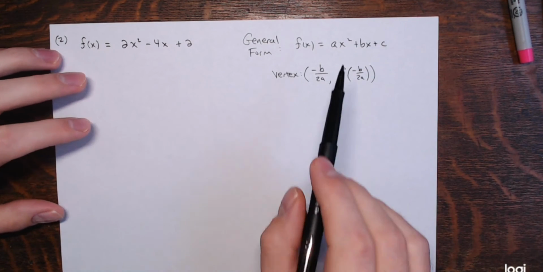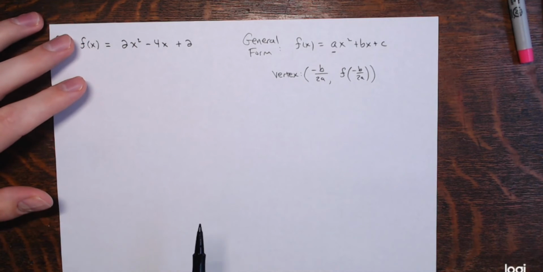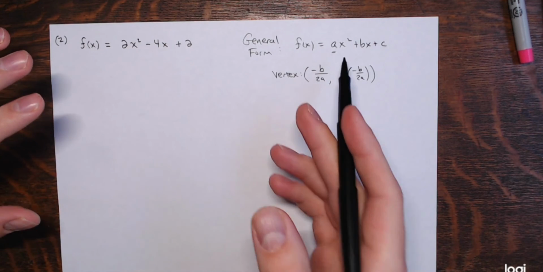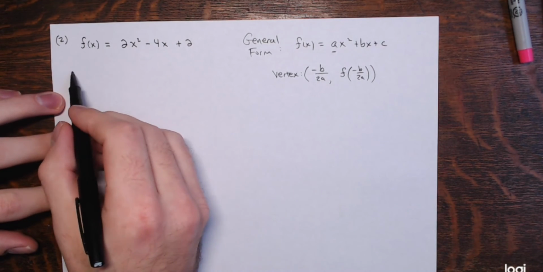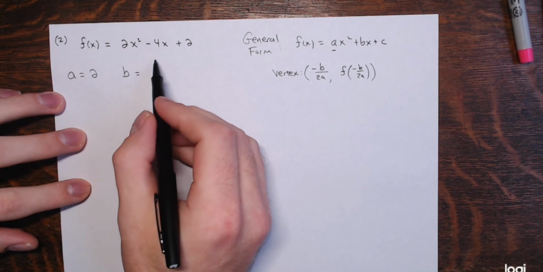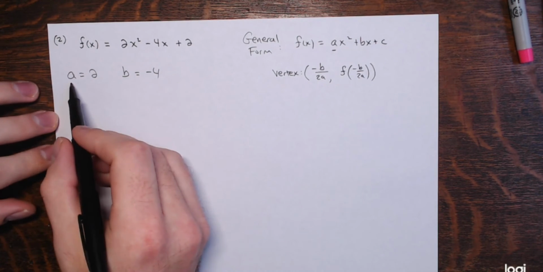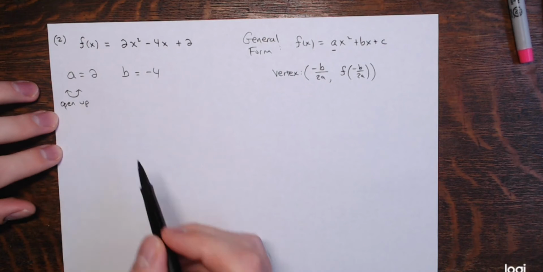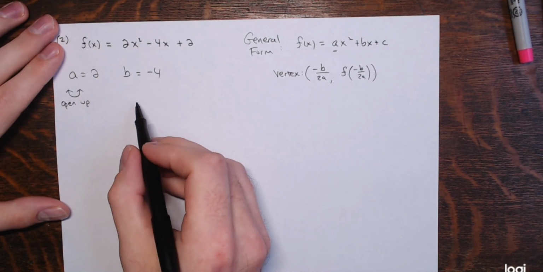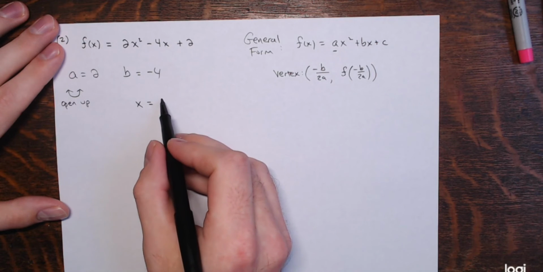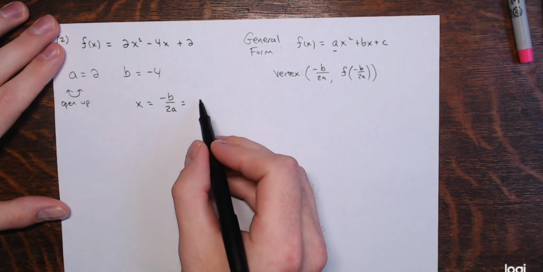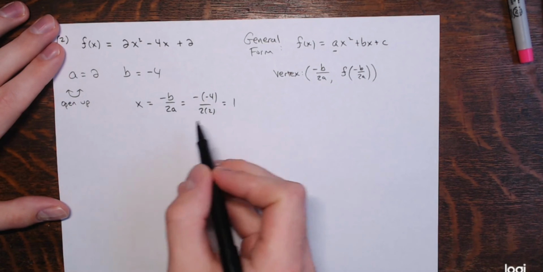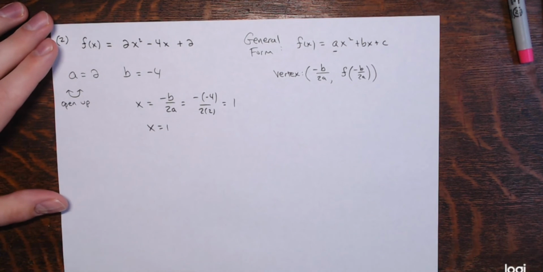And once again, the lead coefficient will tell you if it's opening up or down. If it opens up, a is positive, and opening down, a is negative. So here, a is 2, and b is the -4 there. A is positive, so I know the parabola is going to be opening up. I just want the vertex. So x equals -b over 2a, which would be the opposite of -4 divided by 2 times 2. That's +4 divided by +4. So x equals 1. Right? There's the x coordinate of the vertex.